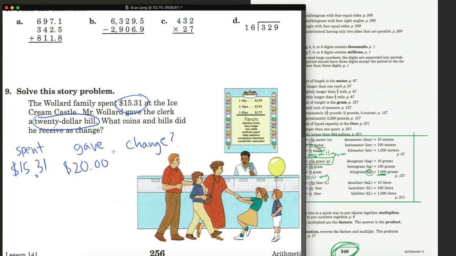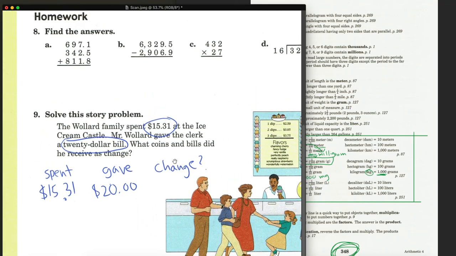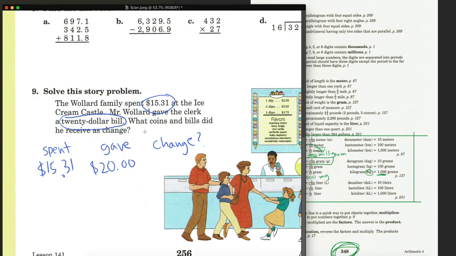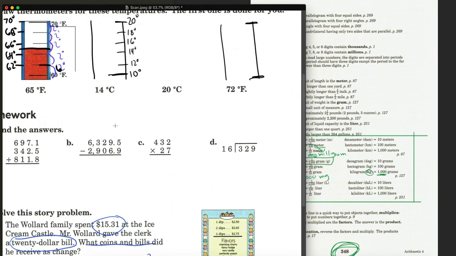Make sure you give the least amount of coins, and you also have to say what coins and bills. So don't say you're giving 10 pennies. Instead of 10 pennies, you can give 1 dime, right? All right. So that's pretty much it.